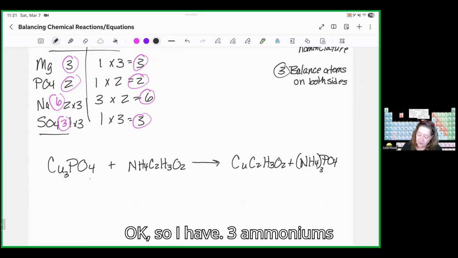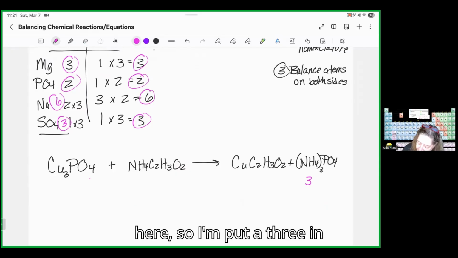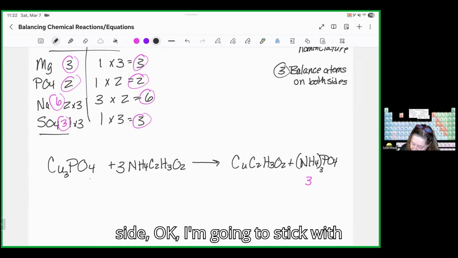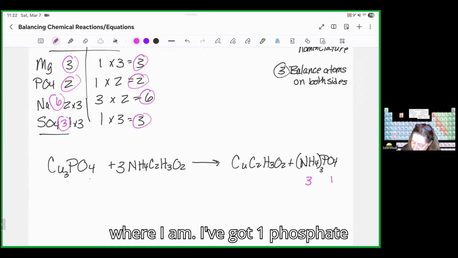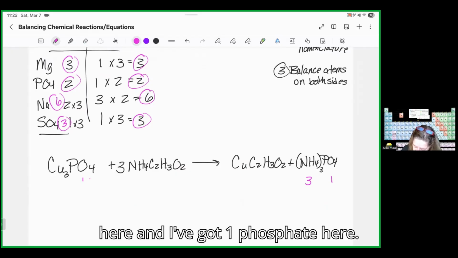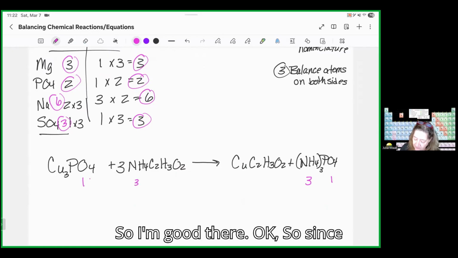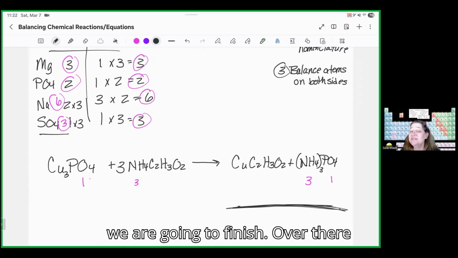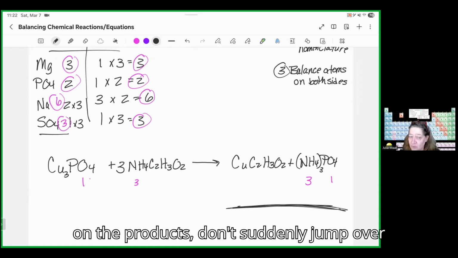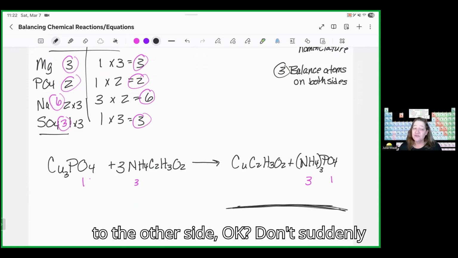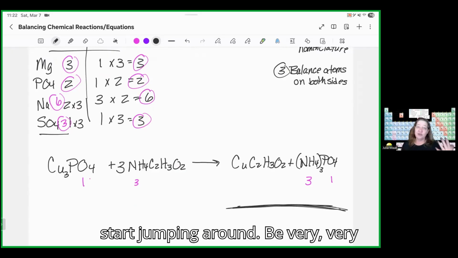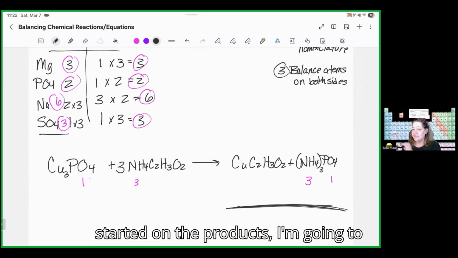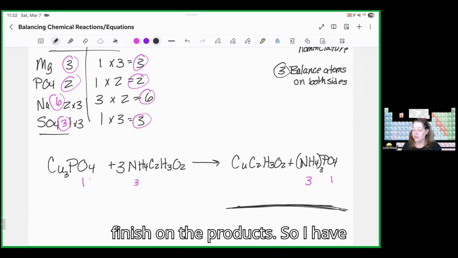Okay, so I have 3 ammoniums here. So I'm going to put a 3 in front of my ammonium on the other side. I'm going to stick with where I am. I've got 1 phosphate here, and I've got 1 phosphate here. So I'm good there. Since we started over here on the products, we are going to finish over there on the products. Don't suddenly jump over to the other side, okay? Don't suddenly start jumping around. Be very, very organized about this. Since I started on the products, I'm going to finish on the products.